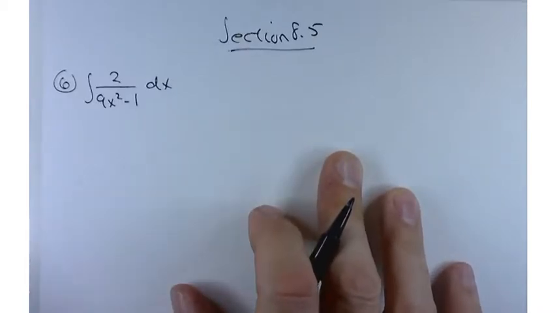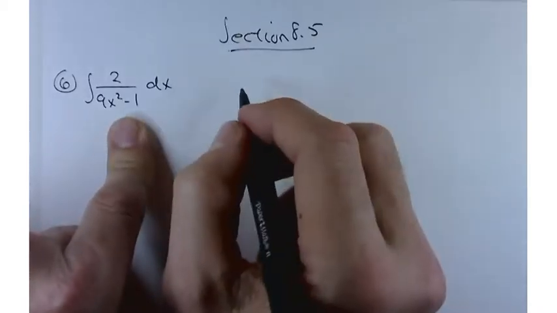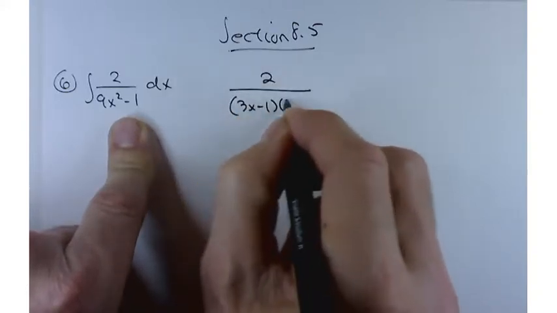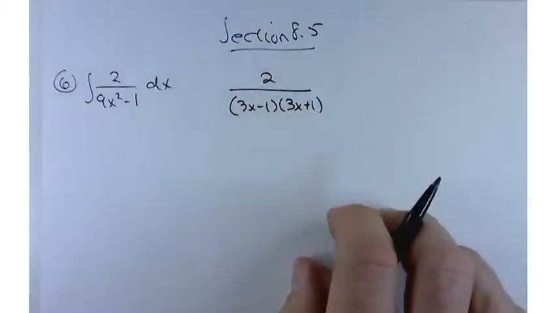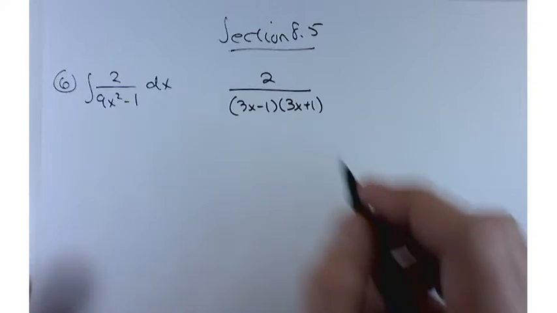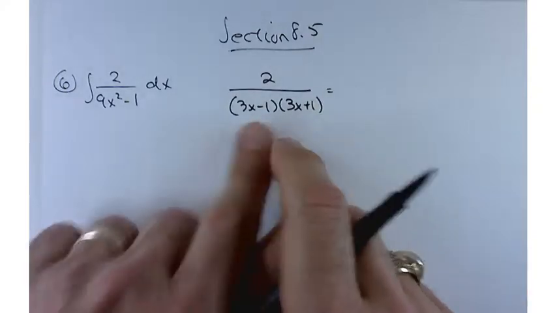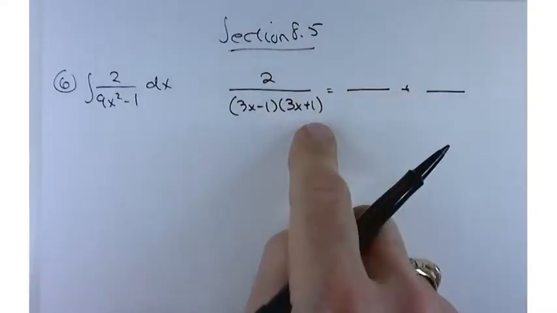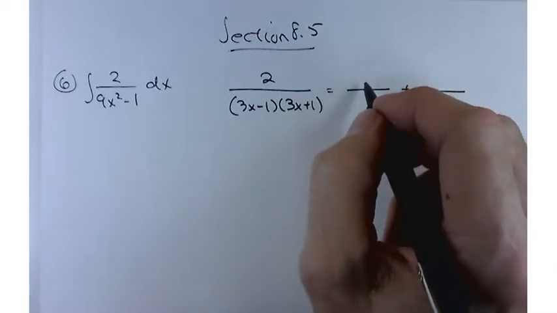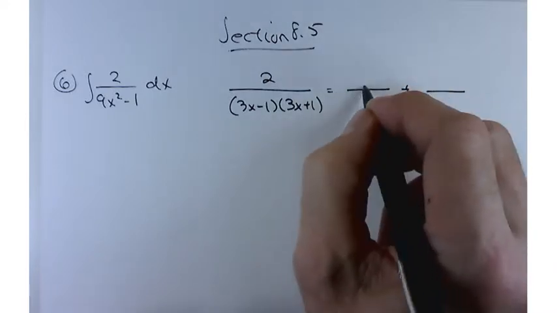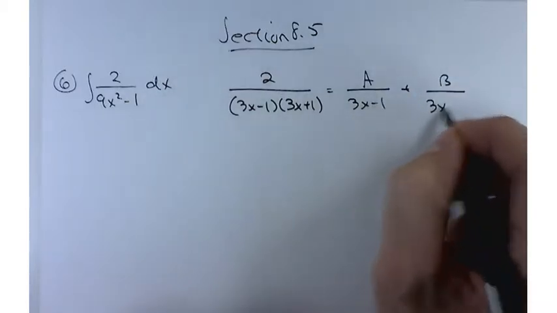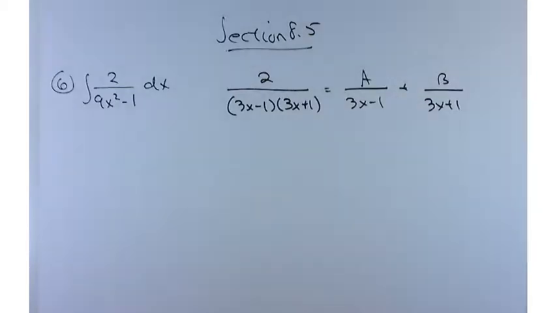Now the thing about 9x squared minus 1 is that we can factor that. That's really the product of two so-called linear terms. It's the difference of squares factorization. Hopefully you're familiar with that. And now what's true about this is that this kind of decomposition really comes from adding together two fractions: something over 3x minus 1 and something else over 3x plus 1.